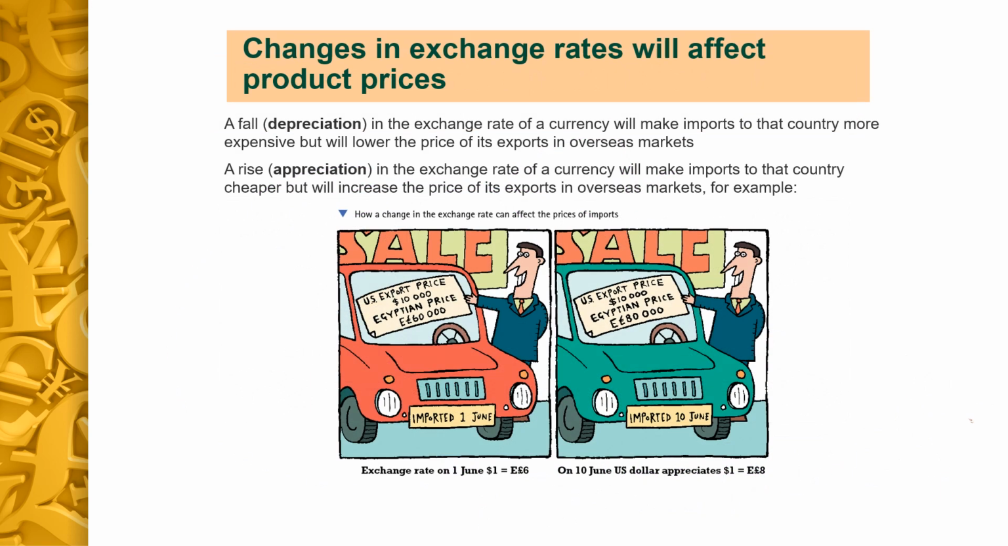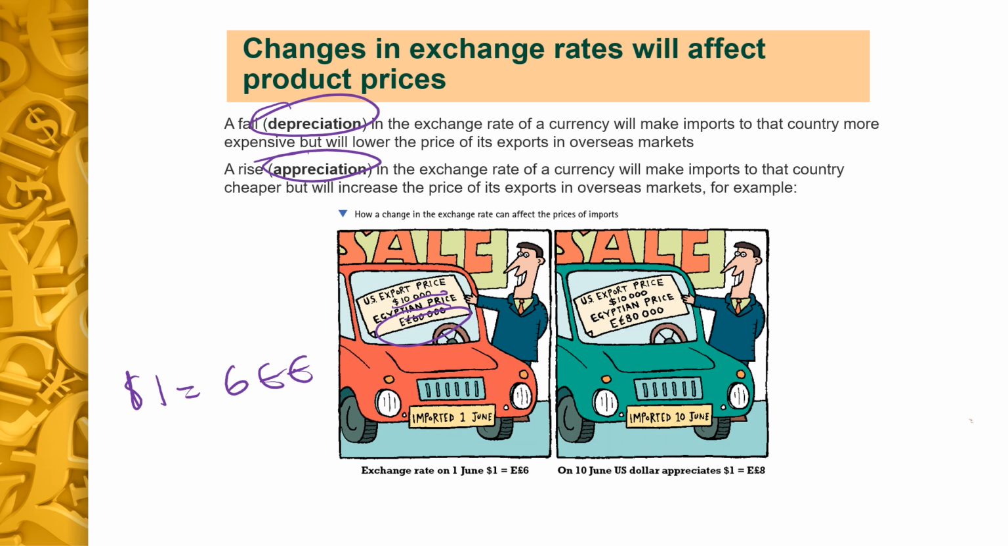Now, changes in the exchange rates will affect the product prices. So we are either talking about depreciation or appreciation. Let's have a look at this photo. Here I'm talking about a US export price of $10,000 and the Egyptian price would be 60,000 pounds. So here the exchange rate in the first image would be $1 equal to 6 Egyptian pounds.